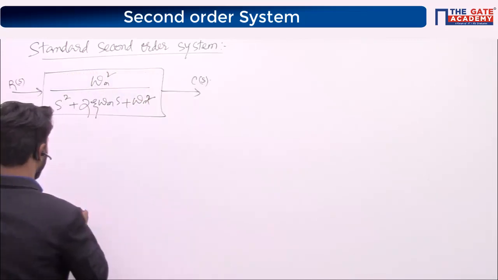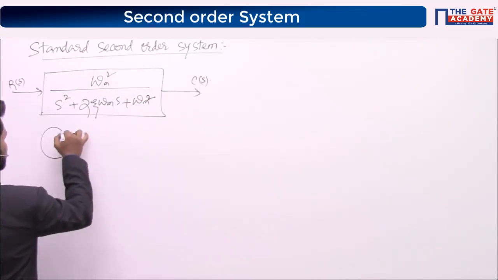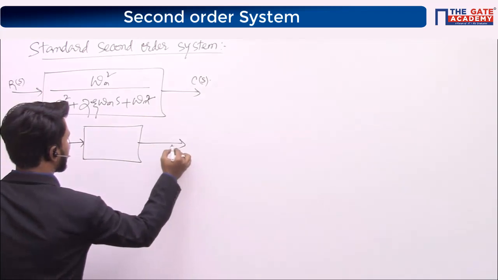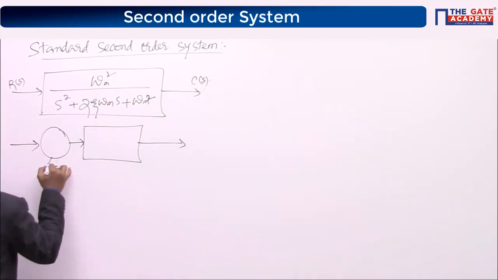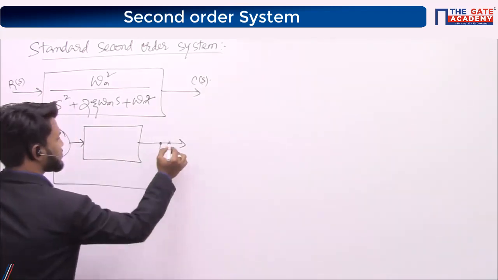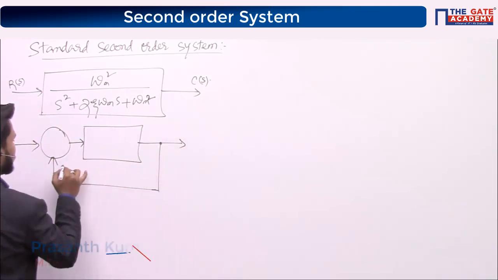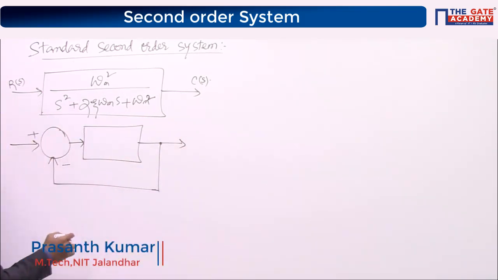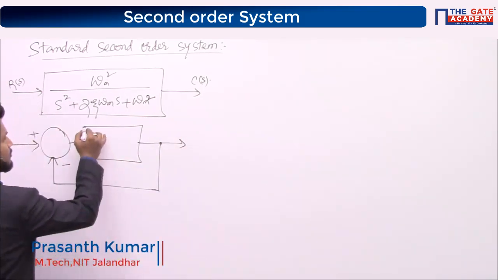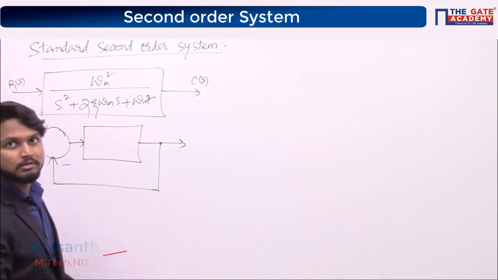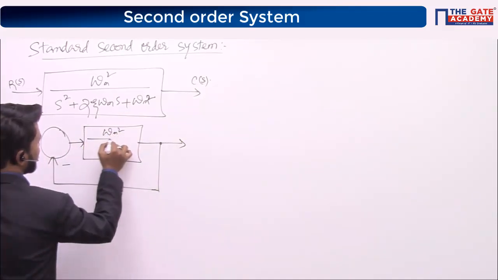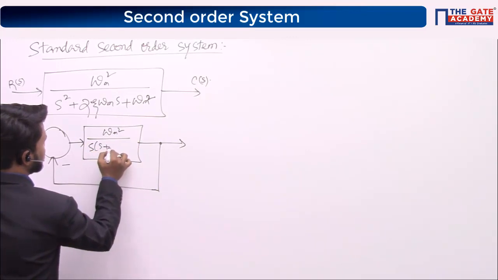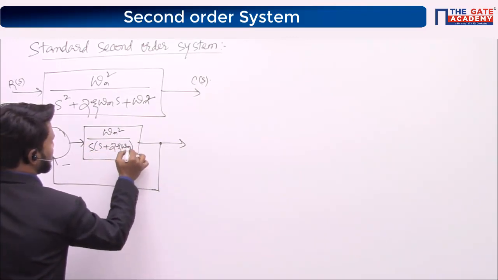See, just convert it into unity feedback configuration just like this. How will you get the unity feedback configuration? What is the formula that you need to use? It's not just a formula, there are various ways you can get unity feedback configuration of any particular transfer function, right? So tell me what has to come in this box. It is omega n square divided by s into s plus 2 zeta omega n, right?